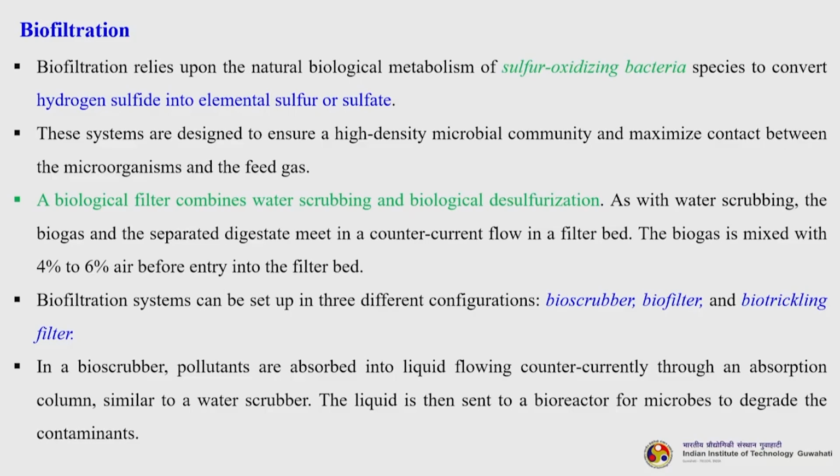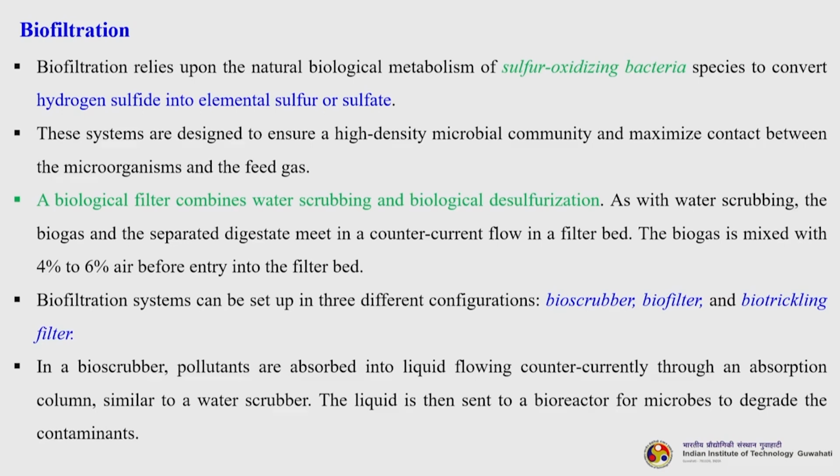First is biofiltration. Now, biofiltration relies upon the natural biological metabolism of sulfur oxidizing bacteria species to convert hydrogen sulfide into elemental sulfur or sulphate. So, these systems are designed to ensure a high density microbial community and maximize contact between the microorganisms and the feed gas. A biological filter combines water scrubbing and biological desulfurization. As with water scrubbing, the biogas and the separated digestate meet in a countercurrent flow in a filter bed. The biogas is mixed with 4 to 6% air before entry into the filter bed.